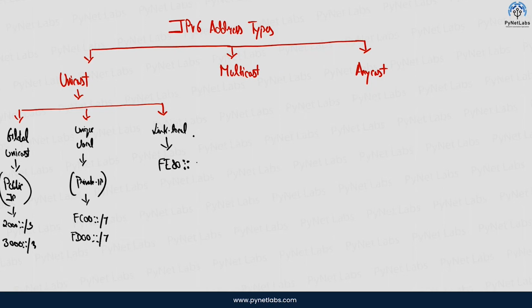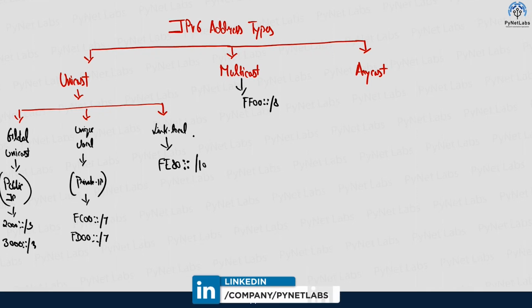And /10 is reserved. The remaining part is considered as your MAC address. And this multicast address has the range FF00::/8, and this anycast address basically doesn't have any specific range, but any IP can be considered as an anycast address.